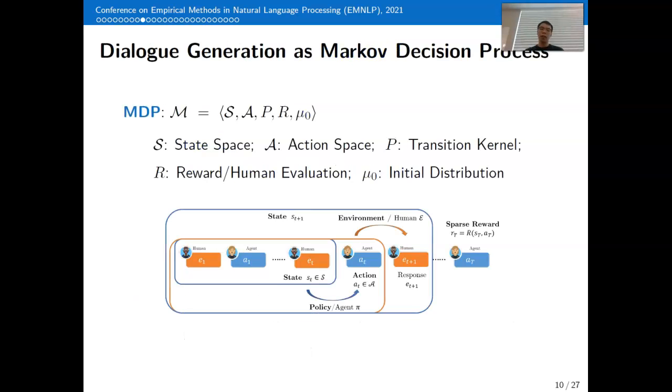To begin with, we formulate dialog generation as a Markov decision process, where the state space contains all possible dialog history, and the action space contains all possible agents' responses, and the transition kernel is defined by the environment, which is human behavior here. And the human evaluator will measure the quality at the end of the conversation, which is a sparse reward. And we also have the initial distribution, which describes the customer's intent or maybe the knowledge base in the dialog systems.